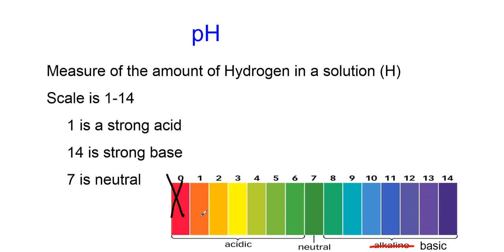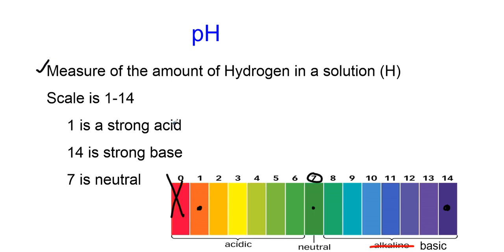But what we learned was that if we have something way down here, for example, that's probably acidic, pH 1. And if it's way over here, it's probably basic, pH 14. So 1 is a strong acid, 14 is a strong base, and 7 in the middle is neutral. That's where we expect water to be. Okay, now, what does pH actually mean? It means the measure of the amount of hydrogen in a solution.